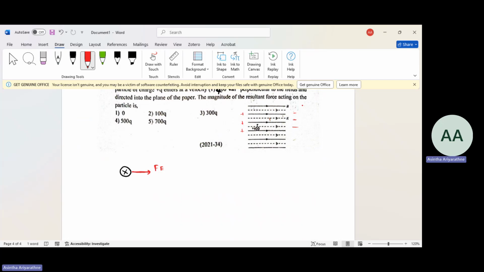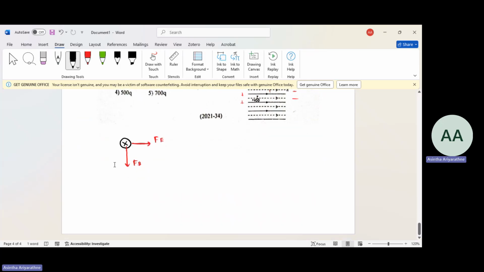So what is the direction of magnetic force? Using Fleming's left hand rule, we can find it. Point the forefinger towards the direction of the magnetic field, middle finger towards the direction of the current, to the right. The magnetic force FB is pointed down.